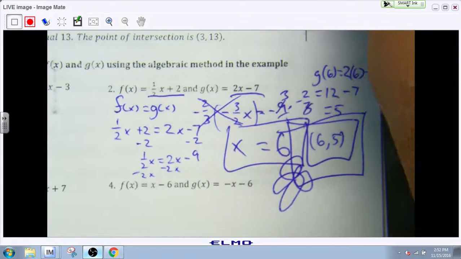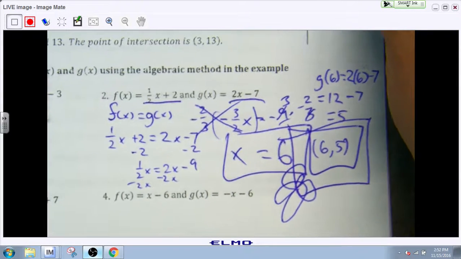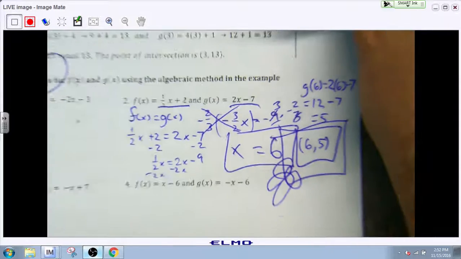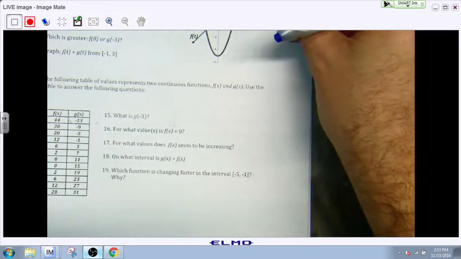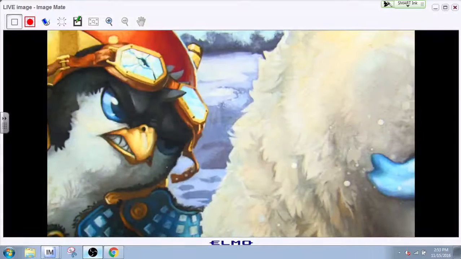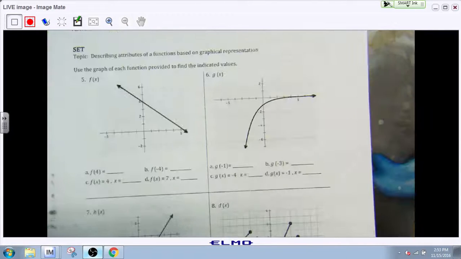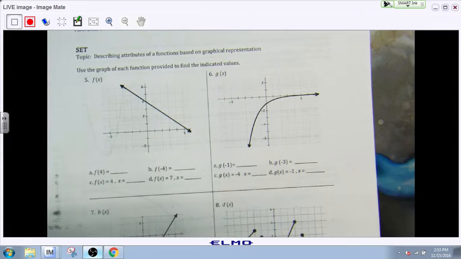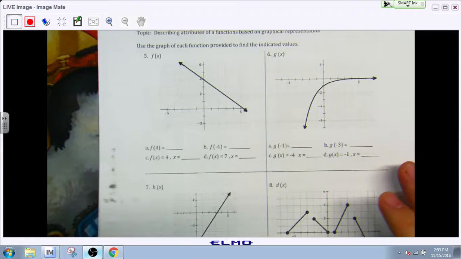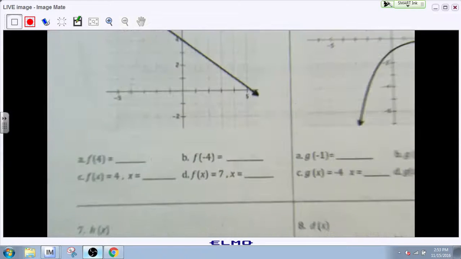All right, so that's how we do that. Let me zoom out. Whoop, that's in, not out. There we go. Flip the page over to, oh, here it is. A little discombobulated. All right, so for these, this is more of just understanding those features of functions. So let's go ahead and zoom in.